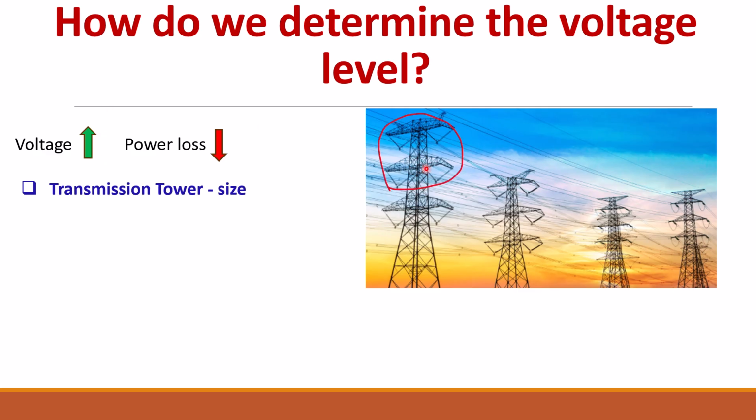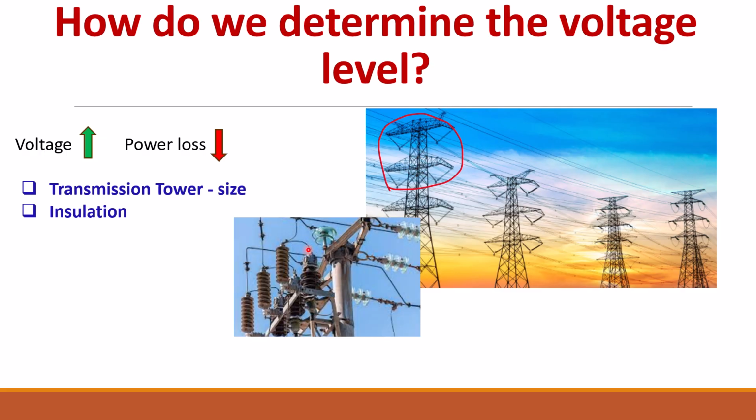The transmission tower size is going to increase. If this increases, insulation will also increase and the cost of installation will be very high. Compared to the power loss, if the installation cost is very high, it is not an economical solution. So we have to choose an optimum voltage.